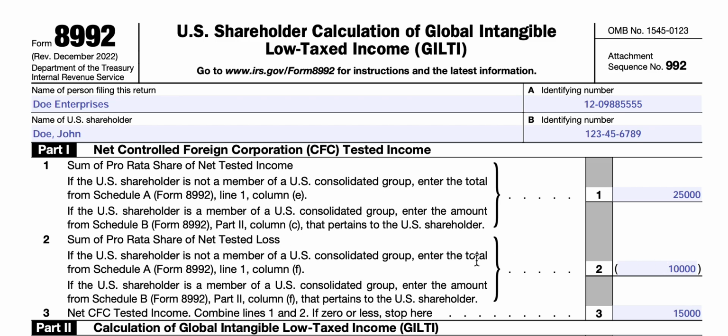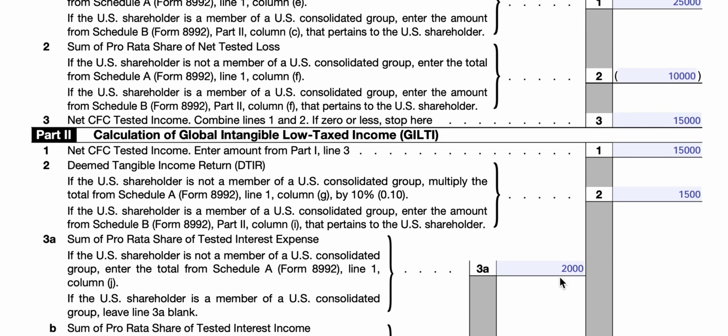For line 2, the Schedule A number is from line 1, column F. And then for line 3 of this part, we're simply going to subtract the difference, and we come up with $15,000 of net controlled foreign corporation tested income. Now we're going to use that information to calculate Part 2.